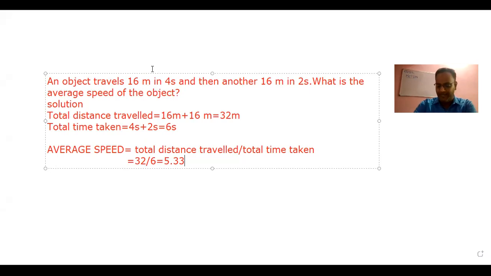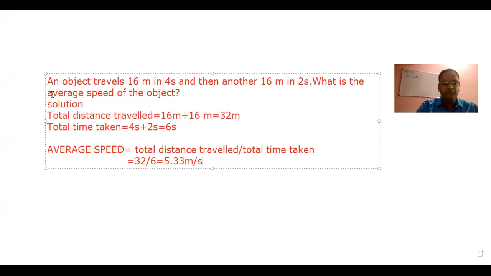What will be the unit for the average speed, student? Okay, very good. Yes, correct. It is meter per second. Very good. Meter per second. Correct? So this is the solution for this question, and this is the answer.